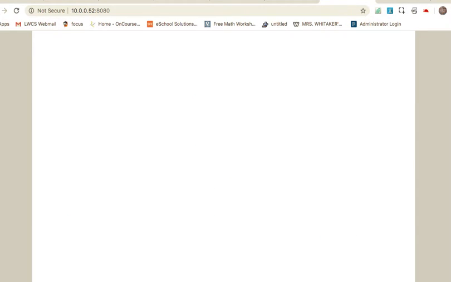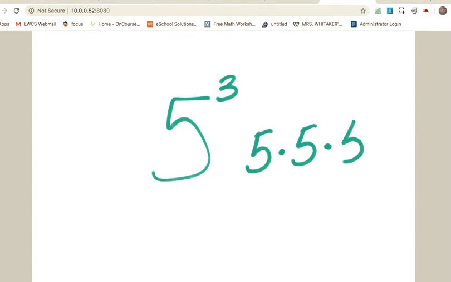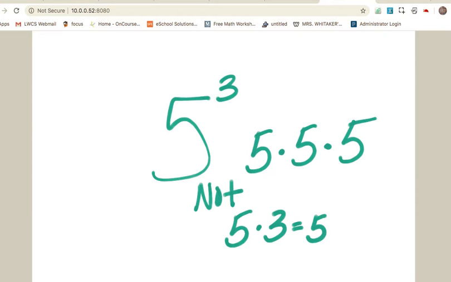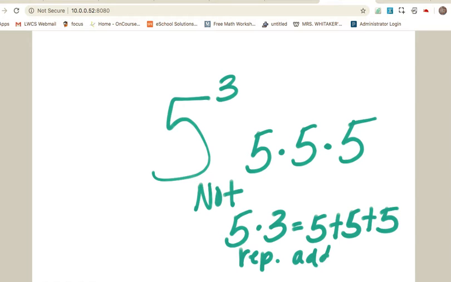So if I have 5 to the 3rd power, we are writing the base repeatedly by the exponent. So it would be 5 times 5 times 5. It is not, and let me say this again, it is not 5 times 3. Because 5 times 3 would equal 5 plus 5 plus 5. It is repeated addition. So multiplication is repeated addition, and exponents or powers are repeated multiplication.